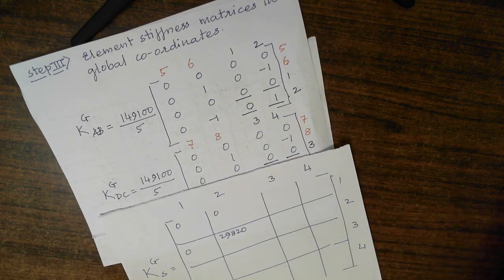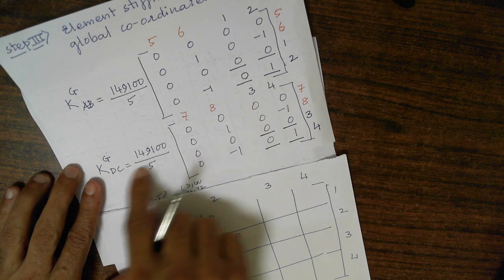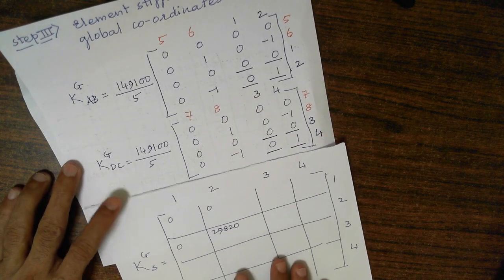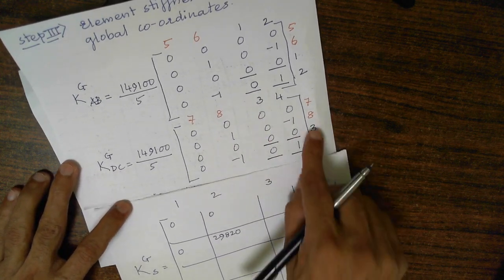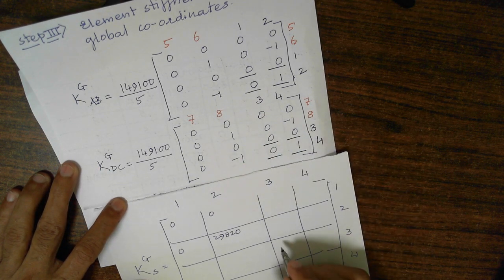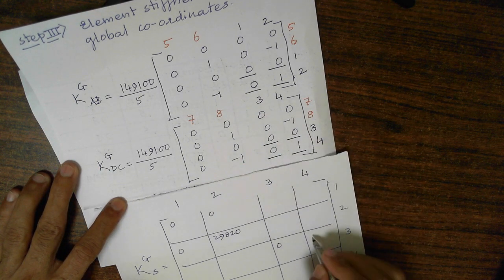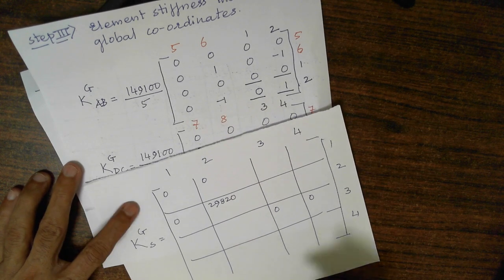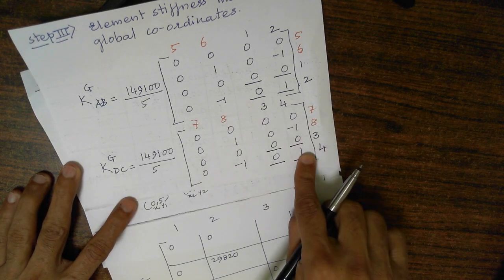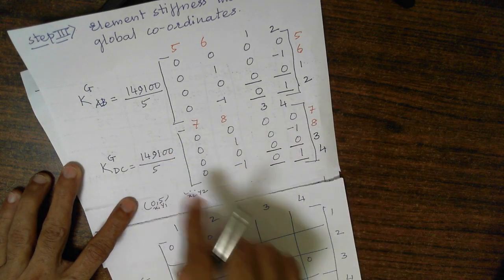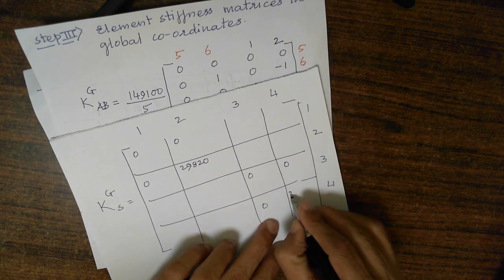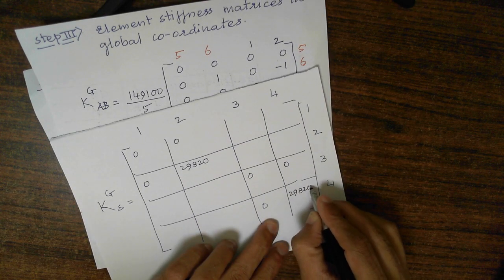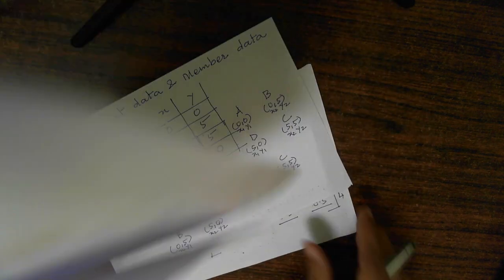Right? Now I am just concentrating on DC. What elements do I need to map from DC? These 4 elements. So the third row, third column, 0. Third row, fourth column 0. Fourth row, third column 0. And fourth row, fourth column again 1 into 149100 divided by 5, that I know is 29820. So this is what I have mapped from AB and DC. Now I will map from the remaining 3.